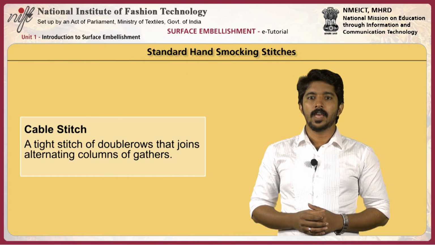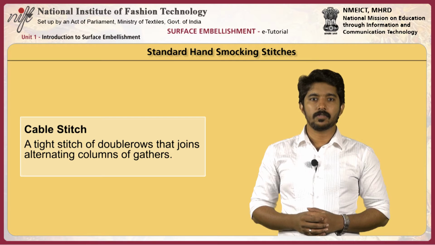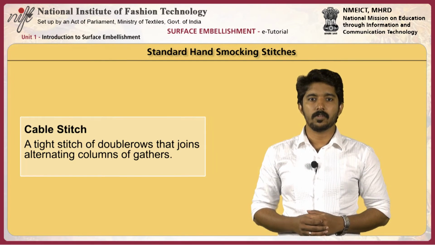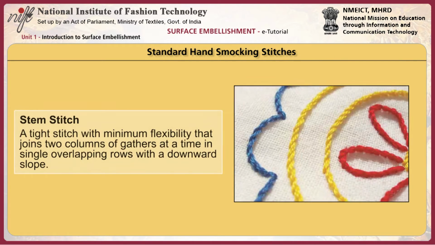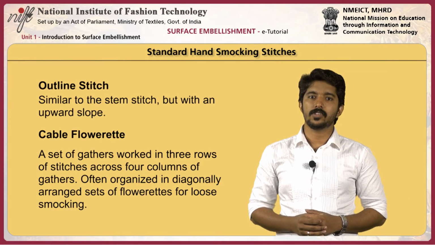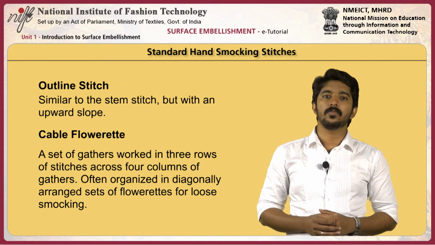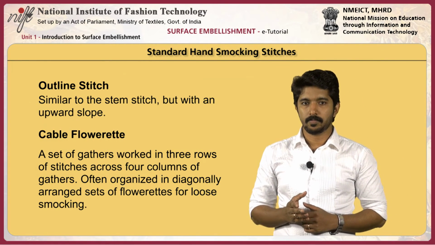Cable stitch. Cable stitch is a tight stitch of double rows of joins alternating columns of gathers. Stem stitch. Stem stitch is a tight stitch with minimum flexibility that joins two columns of gathers at a time in single overlapping rows with a downward slope. Outline stitch. Outline stitch is similar to the stem stitch but with an upward slope.